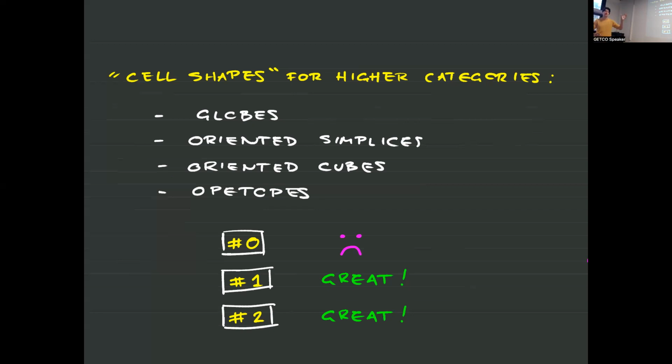With simplices, depending on how we orient them, the typical orientation has 1 input and 2 outputs. So we can only rewrite 1 character into 2 characters. With cubes, we can only rewrite 2 characters into 2 characters, and so on. Opetopes do a bit better because we can rewrite 1 to many or many to 1, and that already covers quite a lot of interesting stuff. Context-free grammars can be done opetopically, but there's still a lot of traditional rewriting here which is not covered by these shapes.